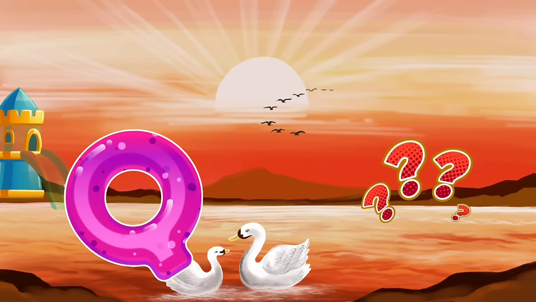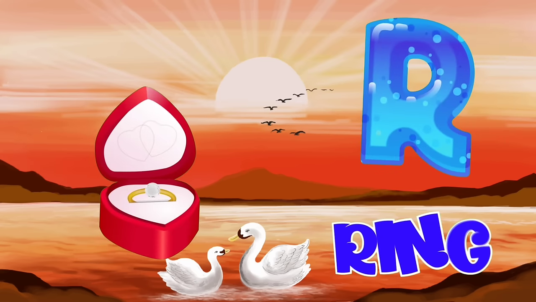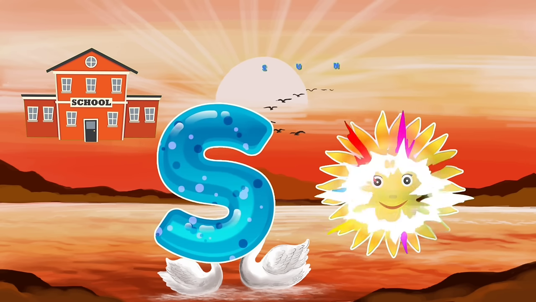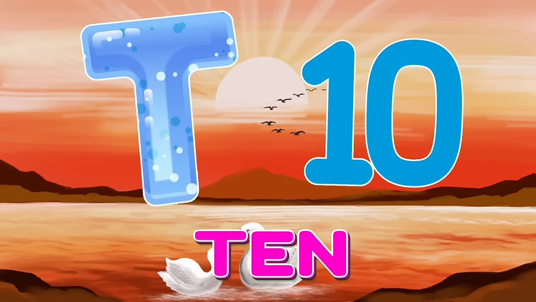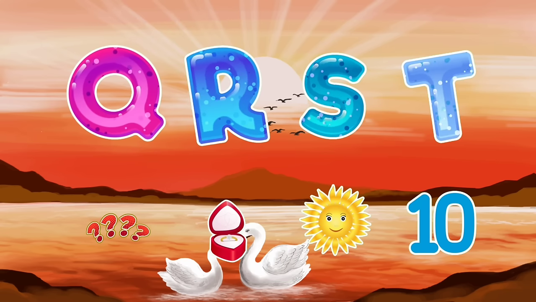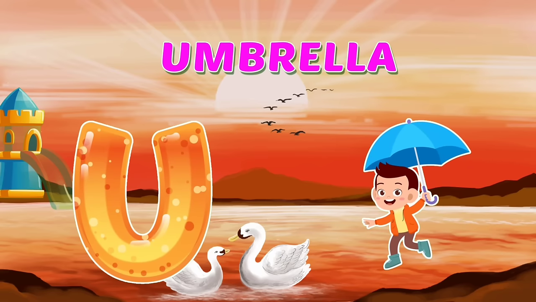Q is for question, question. R is for ring, ring. S is for sun, sun. T is for ten, ten. U is for umbrella, umbrella.